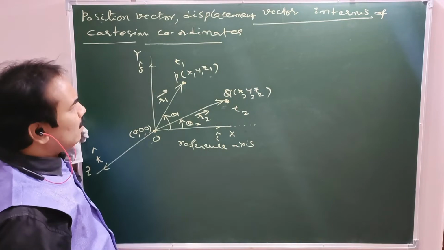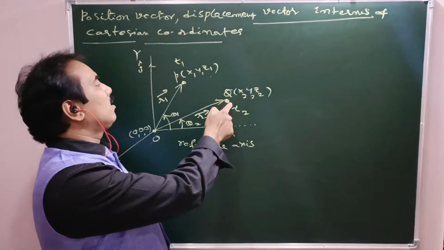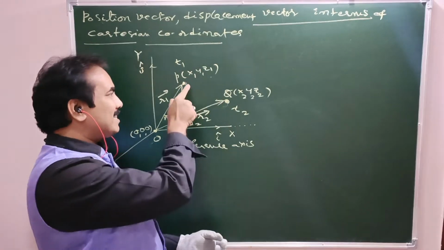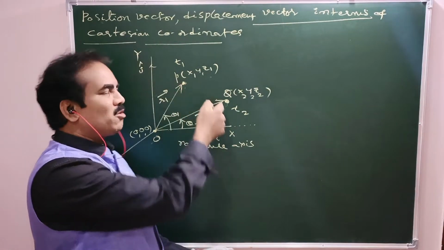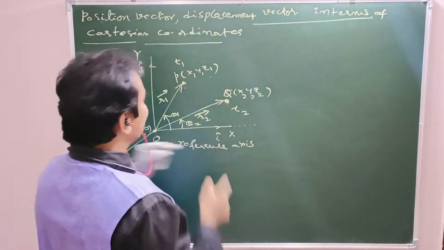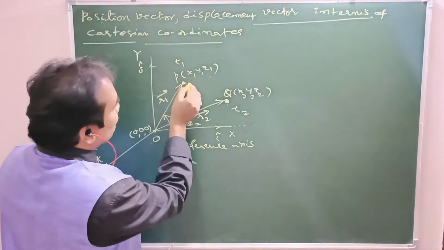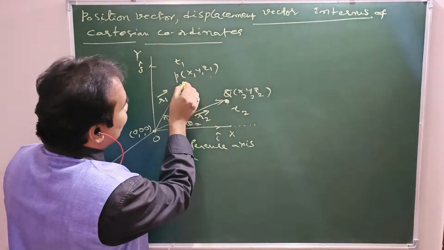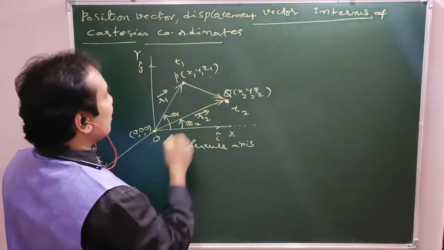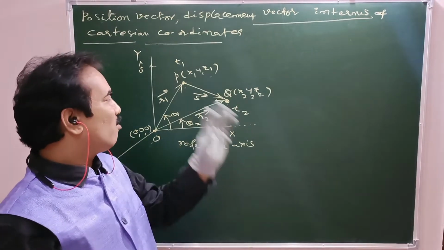Now, here the time is t1, here the time is t2. The time interval between P and Q is t2 minus t1. In that time interval t2 minus t1, the particle has displaced from P to Q. So draw one more line segment from position P to position Q like that. This is the displacement vector in the time interval t2 minus t1.